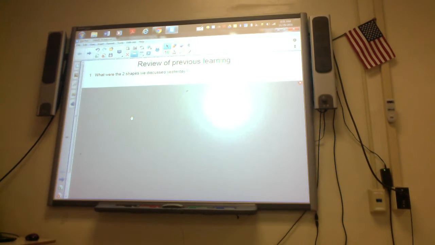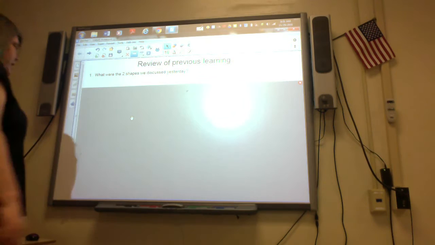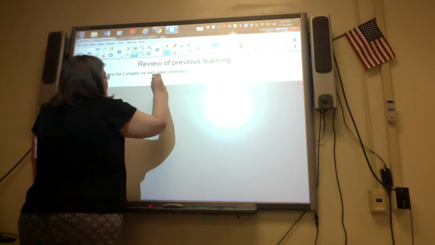So yesterday we talked about 2 different shapes. Who remembers the 2 shapes that we talked about? Let's raise our hands. Remember, don't yell out. Artavius. Rectangle. A rectangle. So one of the shapes that we discussed was a rectangle.